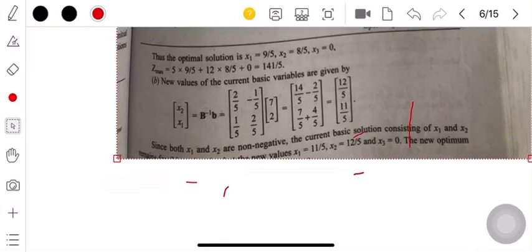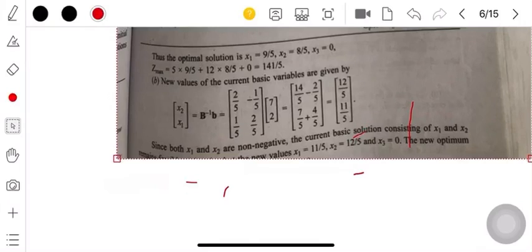x1 equals 11 by 5 and x2 equals 12 by 5 and x3 equals 0. And by putting the values of x1, x2 and x3 in the objective function, we can find the value of z. So this is how we can find the value of the optimal solution after changing the parameter in the right hand side of the constraint.